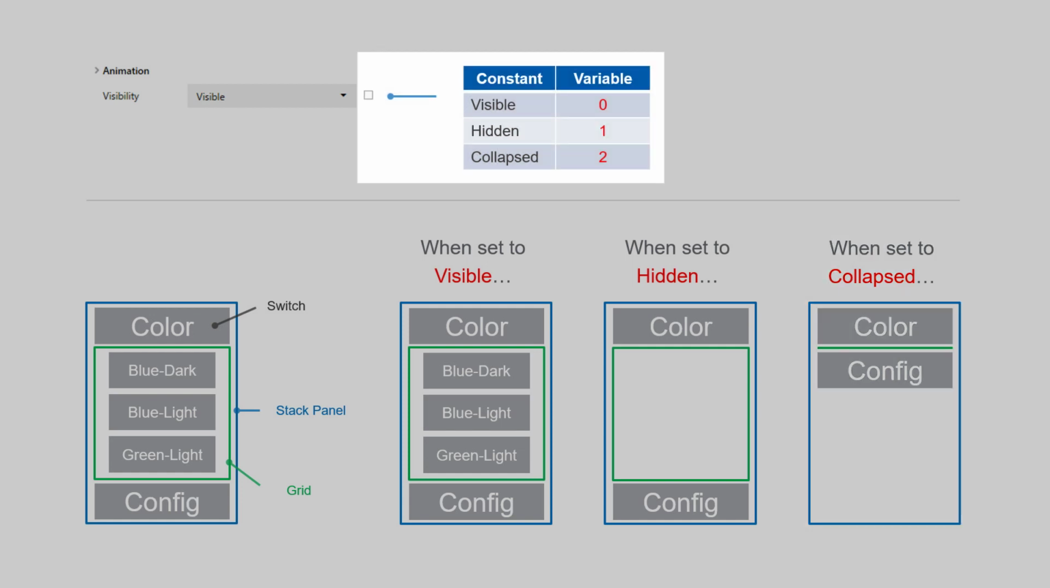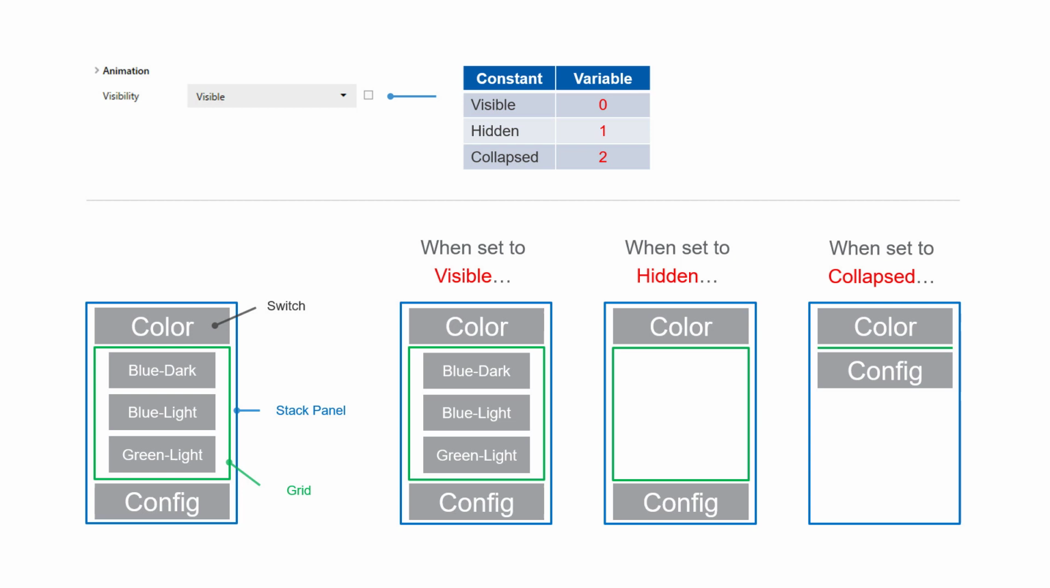Bind the visibility property with source property. Enter 0 for visible, 1 for hidden, and 2 for collapsed. This video describes how to use visible and collapsed.